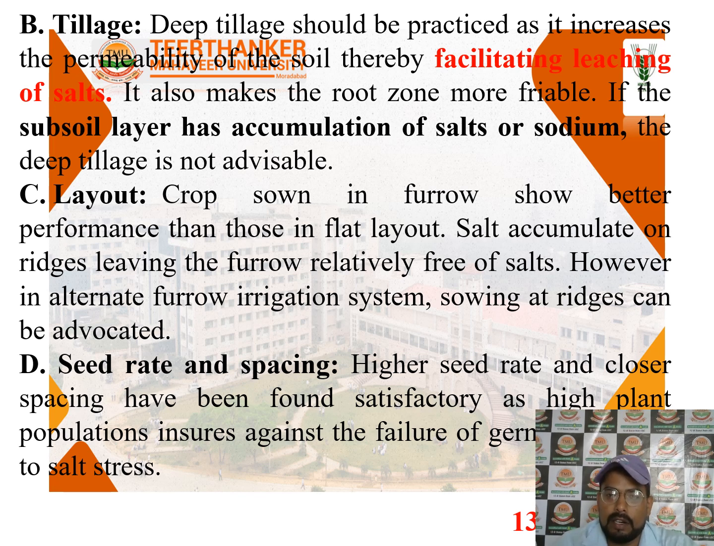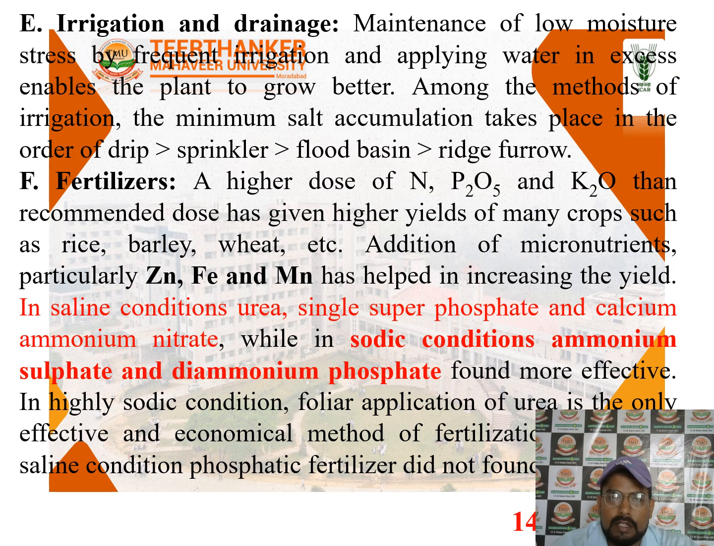With high salt availability in the fields, increase the seed rate and decrease the spacing of the crop, growing more plants. Second is irrigation and drainage. When salt is accumulated in the field, increase the number of water applications in the fields, using methods like sprinkler, flood, basin, ridge and furrow, and add applicable fertilizer.